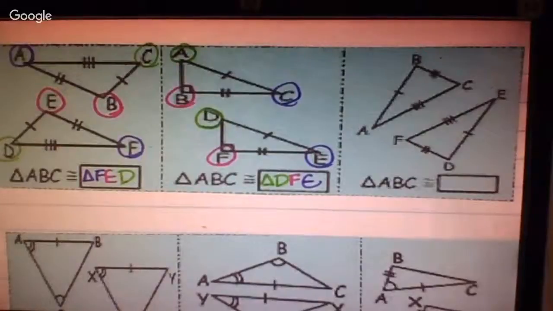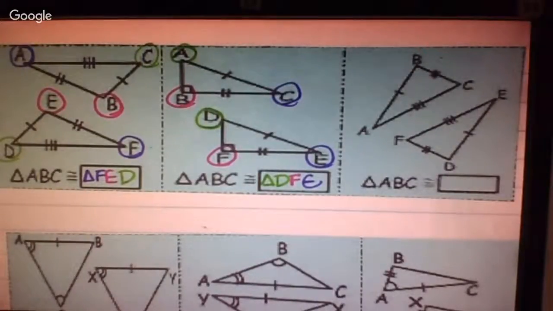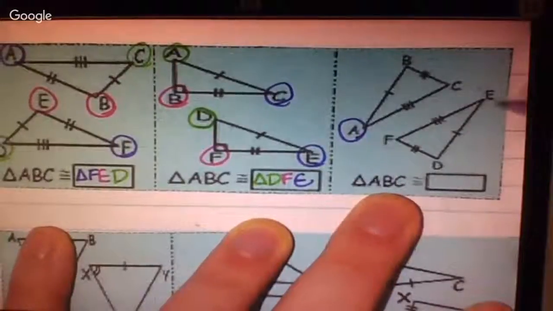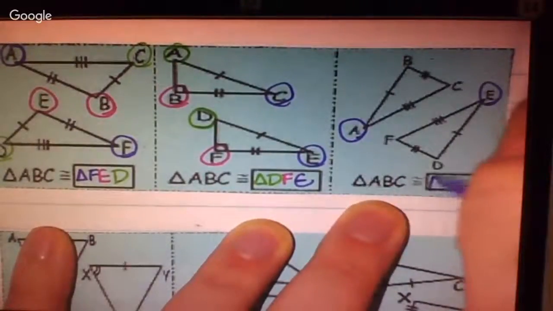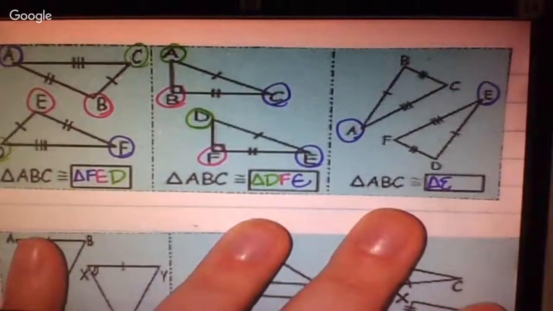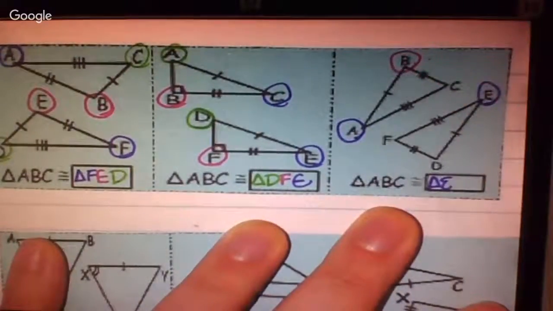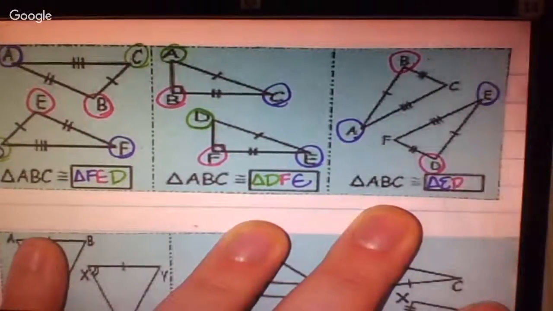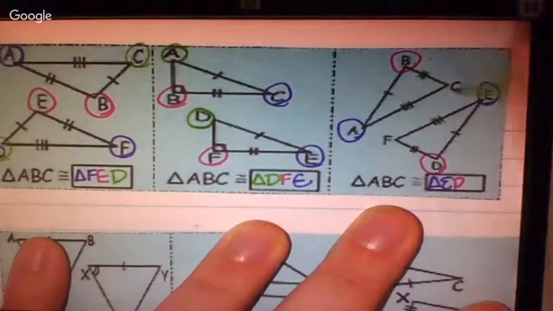Okay. The ones that are the hardest are the ones where they don't have the angles marked. For some reason, everybody gets confused on these ones. A goes with E. Triangle E. B goes with D. And then C goes with F.